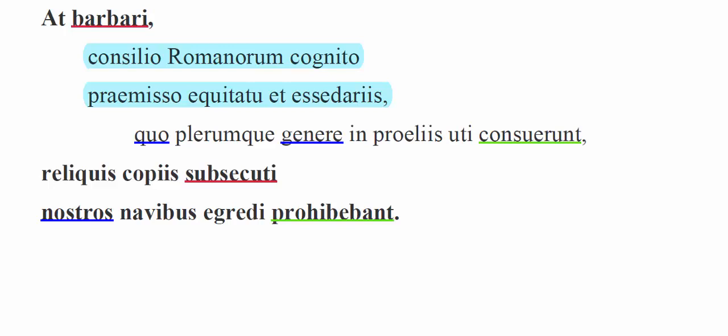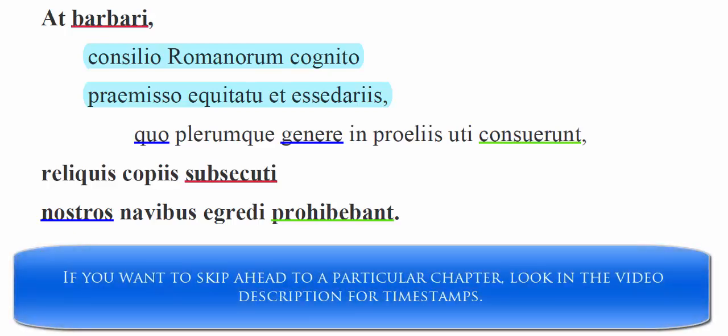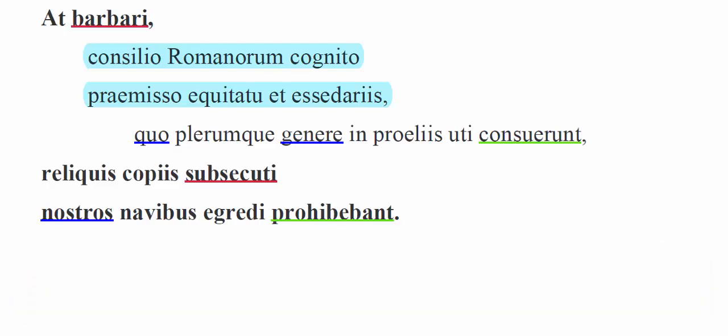Today we are going to be looking at Caesar, Book 4. This time we are beginning the AP syllabus readings for Book 4, and we are going in this video to be covering chapters 24 through 27. That covers essentially the first part of Book 4, which is the invasion of Britain and the establishment of the Roman troops on the shore.